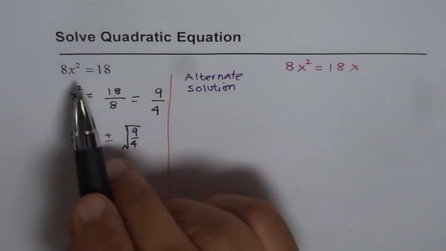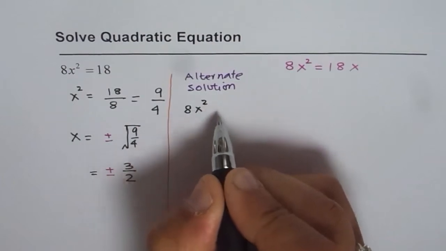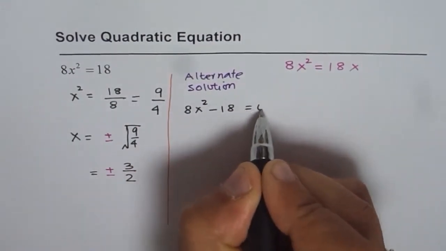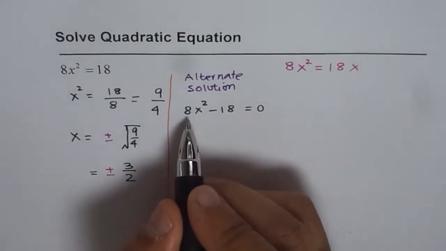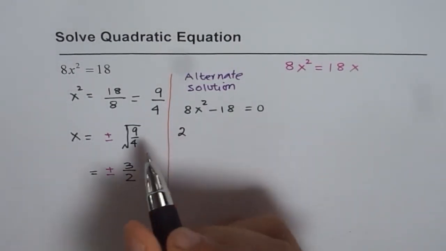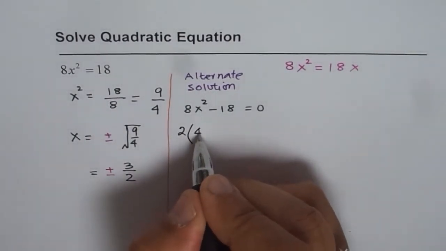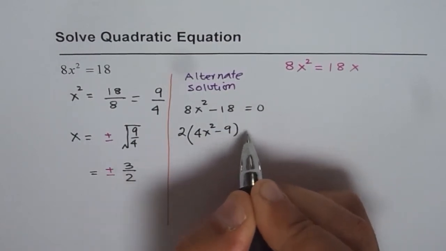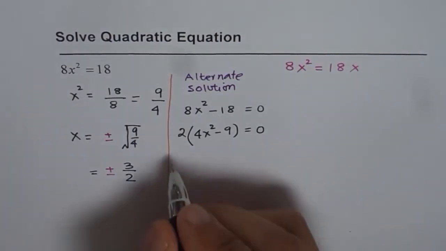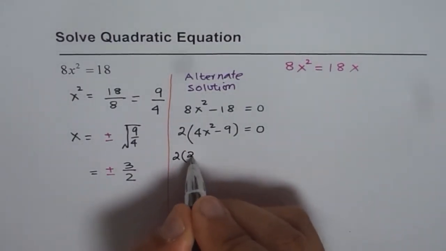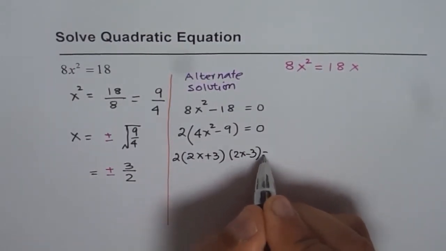The alternate solution is, whenever you have this kind of a situation, the preferred way is to bring the terms together. So we have minus 18 equals 0, right? Bring the terms together. Now factor the common things. You can factor 2, the same number with which you divided earlier. That is what factoring is. So you get 4x squared minus 9 equals 0. Now this is a difference of squares. You could factor this also, so we get 2x plus 3 times 2x minus 3 equals 0.